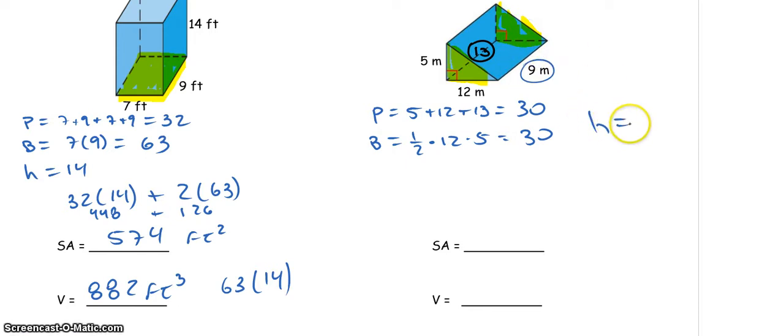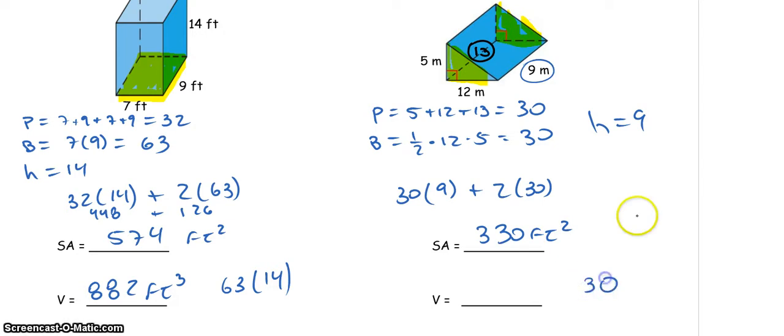And now the height of my figure is 9, because think about it, if I did stand the shape on my bases, it would be the height of 9 meters. So surface area, I have perimeter times height plus twice my base. So that's 270 plus 60 gives me 330 square feet. All right, now for volume, area of my base is 30. My height is 9. So 30 times 9 gives me 270 cubic feet. I'm sorry, those aren't feet, those are meters. My bad. Good thing we fixed that before moving on.